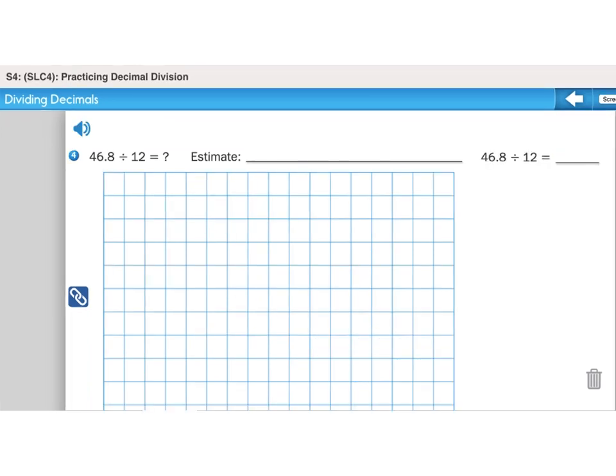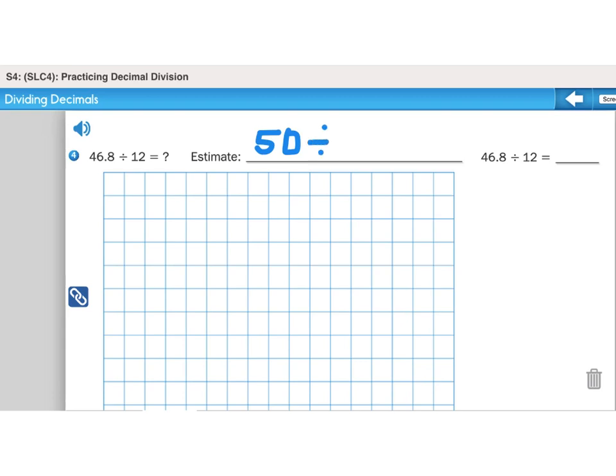Okay, for number 4, 46 and 8/10 divided by 12. We're going to first make an estimate. So let's make our estimate, let's round that up to 50. 50 is a nice easy number to work with.